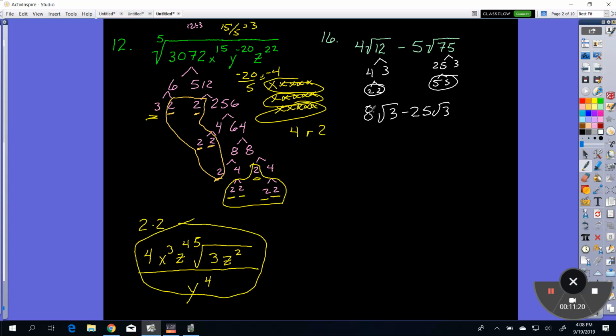So this is saying we have 8 of these creatures, square roots of 3, minus 25 of those creatures. So if I do that, 8 minus 25, I always go bigger minus smaller. 25 minus 8 is 17, and then it's the sign of the bigger one. So negative 17 square roots of 3.